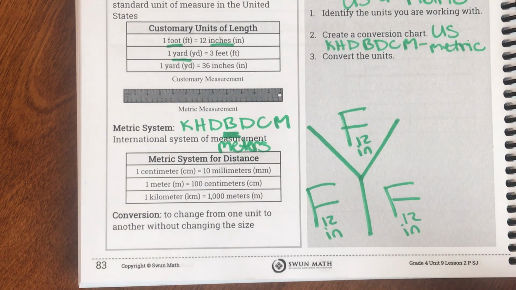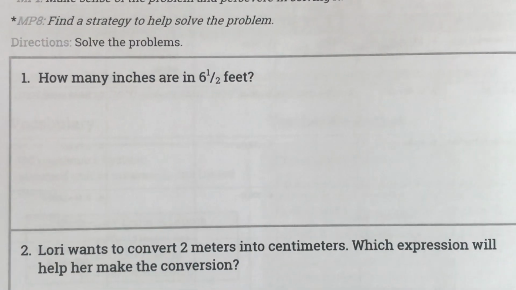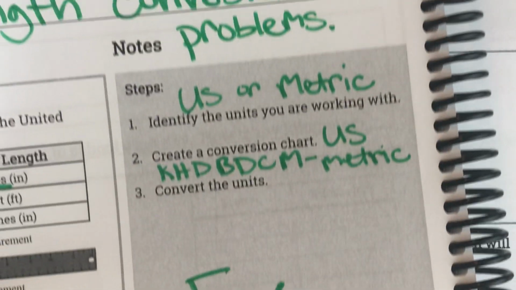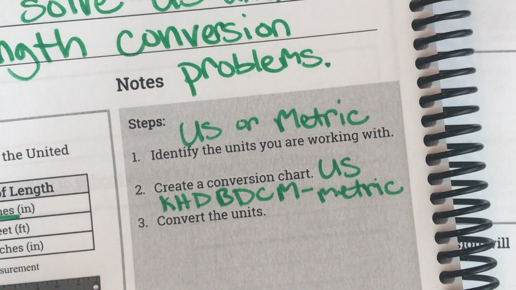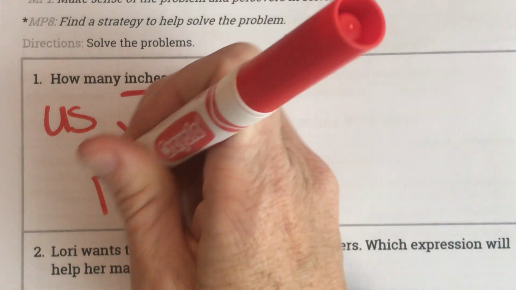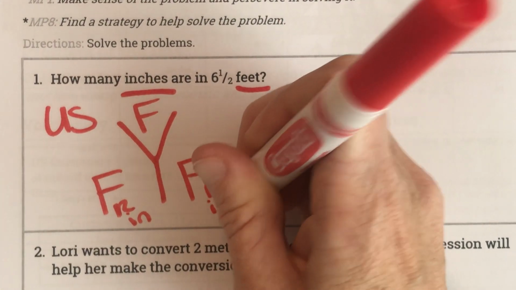I'm going to grab my red pen, which means you can put down your pencil, and I'm going to do a few of these for you. My first problem today says, how many inches are there in 6.5 feet? My measurement words are inches and feet. My first step is to identify what system I'm using. Is inches and feet a US system or metric? Hopefully you said it's a US system. So I'm going to draw my picture to help me. 1 yard has 3 feet in it, and each foot has 12 inches in it.